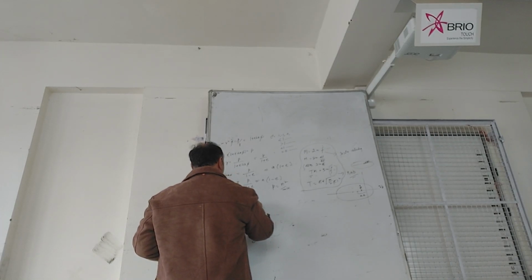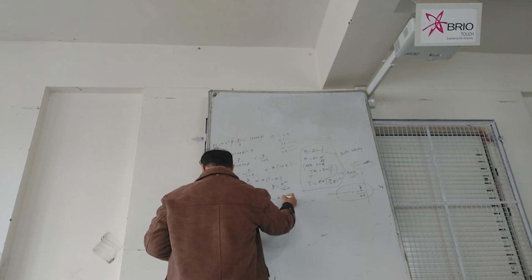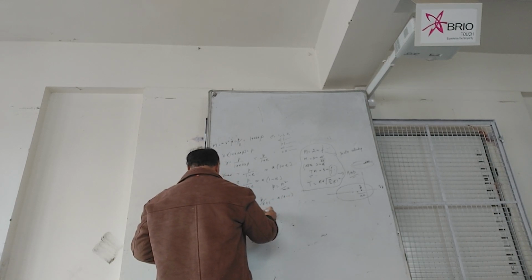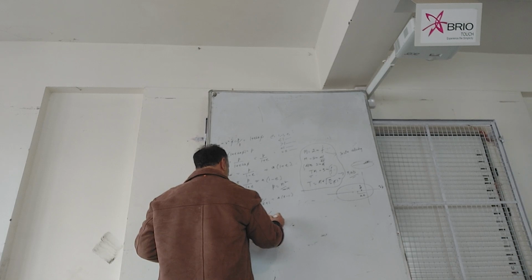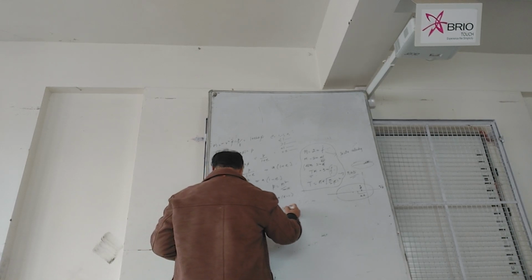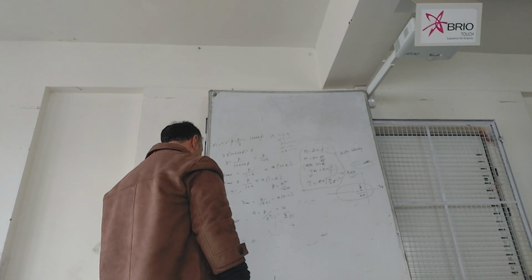Again, the minimum is a(e+1), or it will be a(e-1), where a is the semi-major axis, like this. For parabola and hyperbola, the equation will go like this.